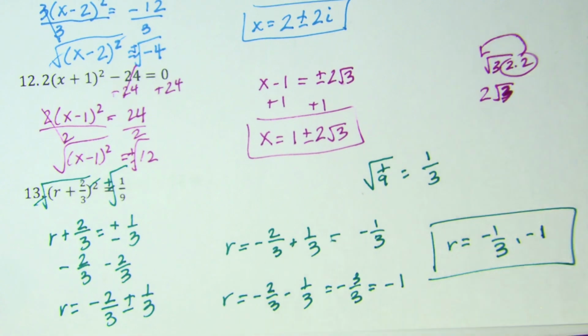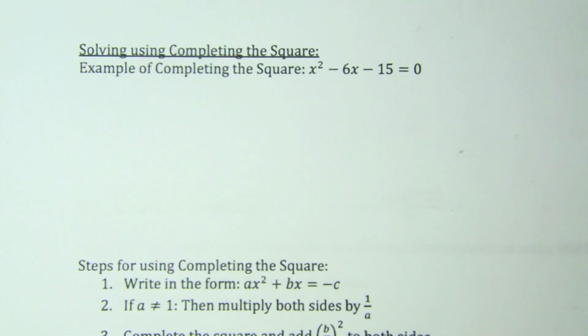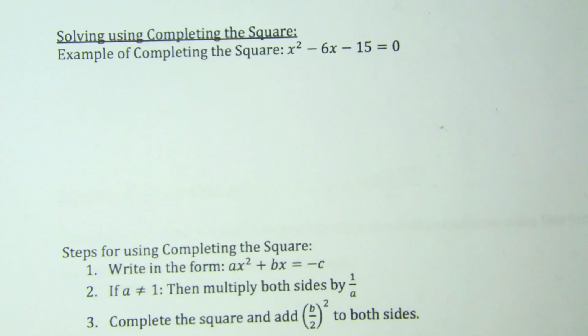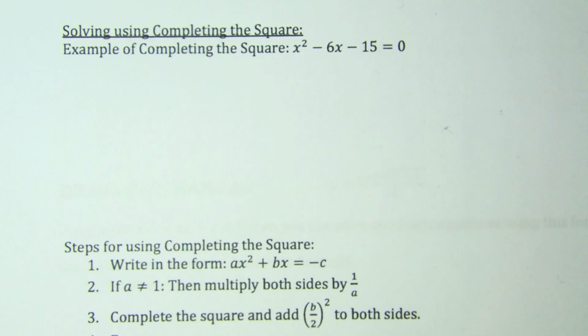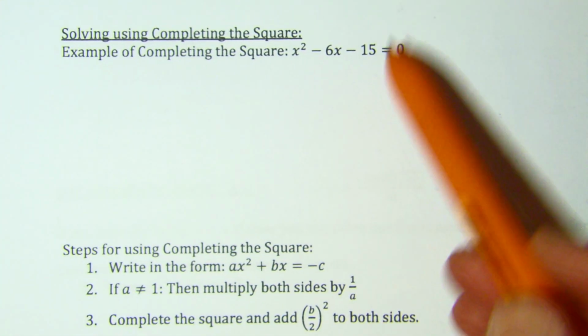On to the next page here. We're going to be looking at solving quadratic equations using completing the square. I'm going to go through an example of completing the square first, and then we're going to go backwards and look through the steps a little bit slower, and then we'll do some more examples. So, the process of completing the square.